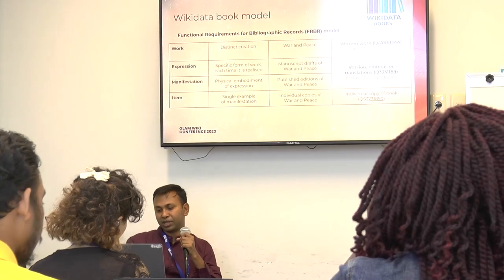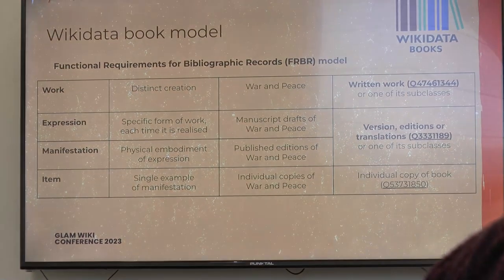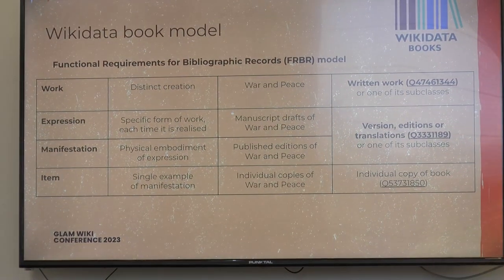Tolstoy had drafted the manuscript of War and Peace in different ways, and all those manuscript drafts can be called an expression. Manifestation is the physical embodiment of an expression. So all the published editions of War and Peace come together in manifestation. And item, which is obviously not a Wikidata item, it is a FRBR model item, where you add the individual copies of War and Peace. So an individual book which you find at the bookstore, or the e-book which you find on Amazon or anywhere, comes under the FRBR model item.